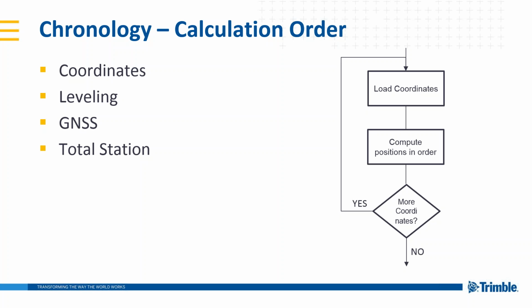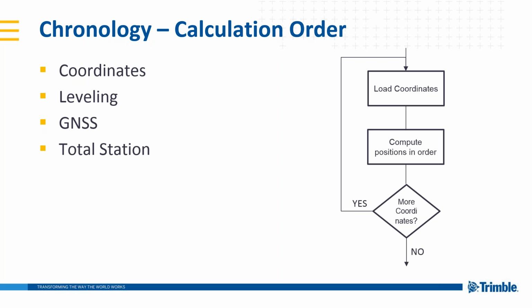Now, one of the things that probably would make your eyebrows raise a little bit here is, why do we have GNSS over total station? That seems a little bit backwards. You've spent a lot of money on that 1-second gun. Why is it losing to GNSS observations?